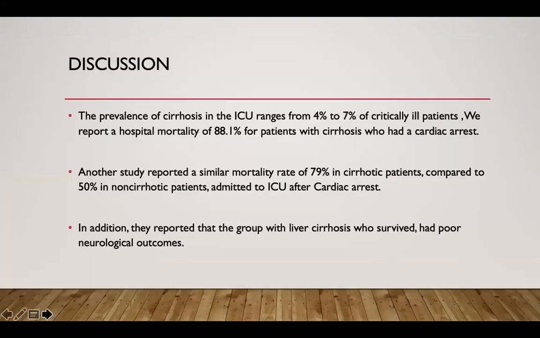So now let's go to the discussion. The prevalence of cirrhosis in the ICU ranges from 4 to 7 percent of critically ill patients. We report a hospital mortality of 88 percent for patients with cirrhosis who had a cardiac arrest. Another study, by Rodale, reported a mortality rate of 79 percent in cirrhotic patients compared to 50 percent in non-cirrhotic patients, which is close to our percentage of mortality. In addition, they reported that the cirrhosis group who survived had poor neurological outcome.